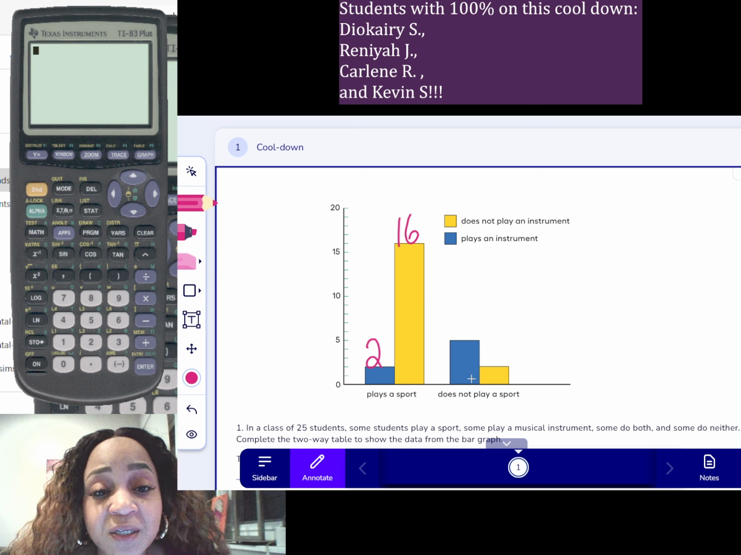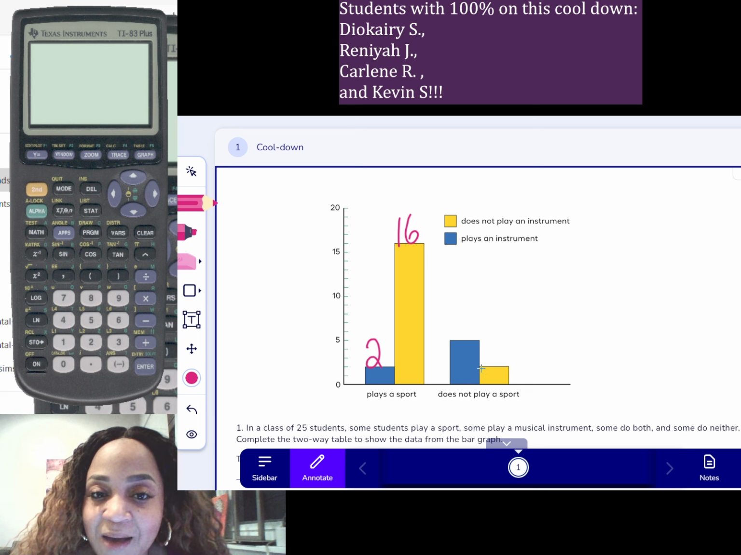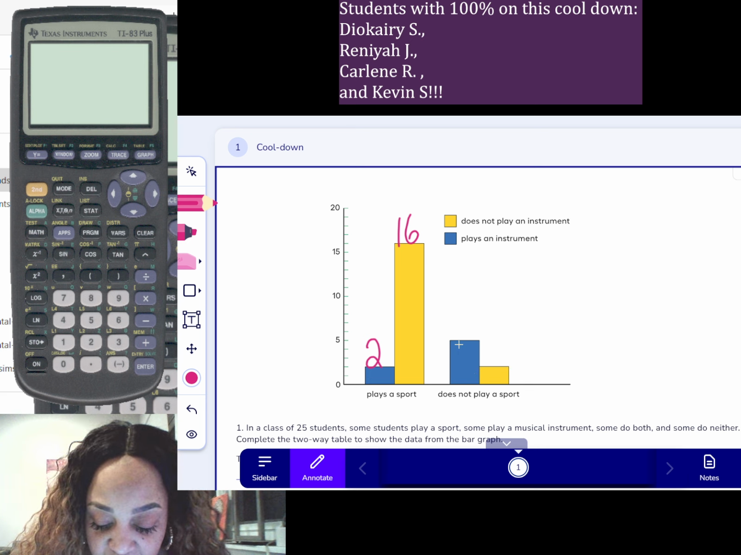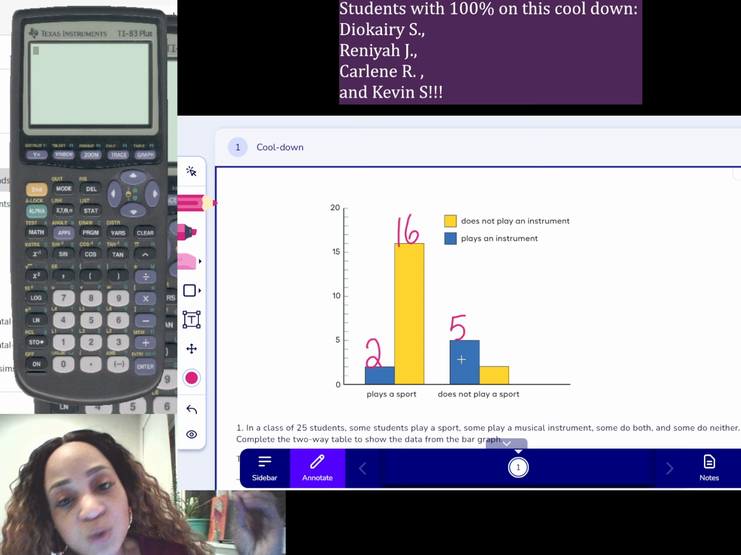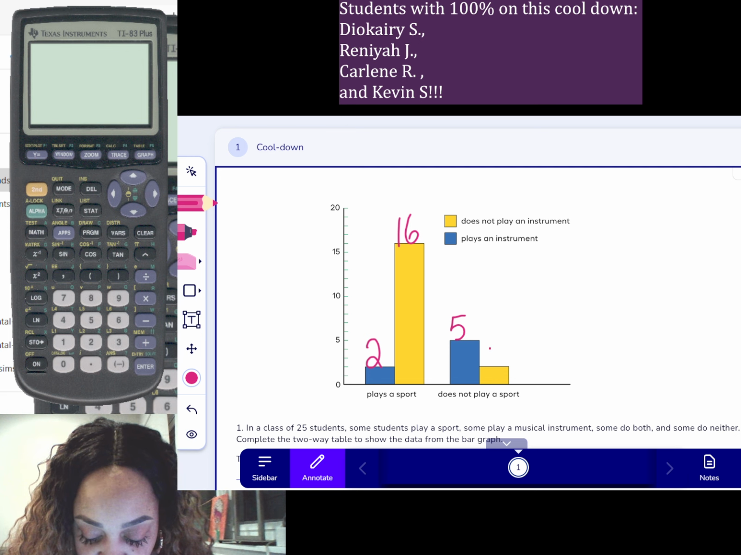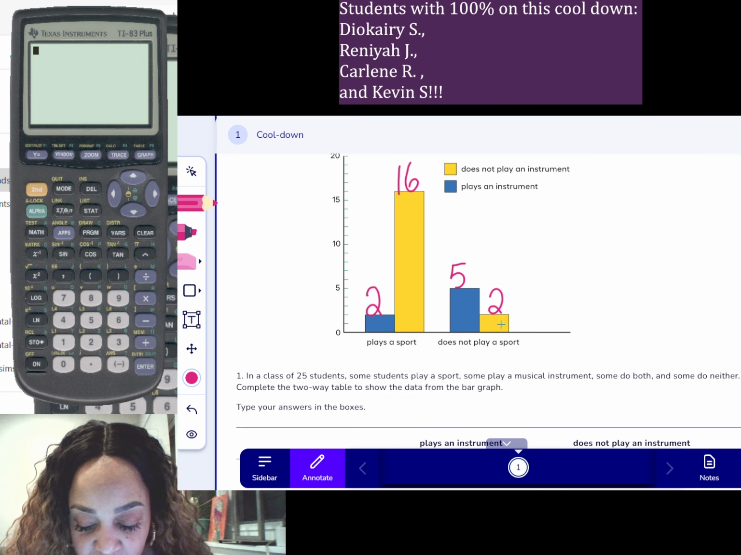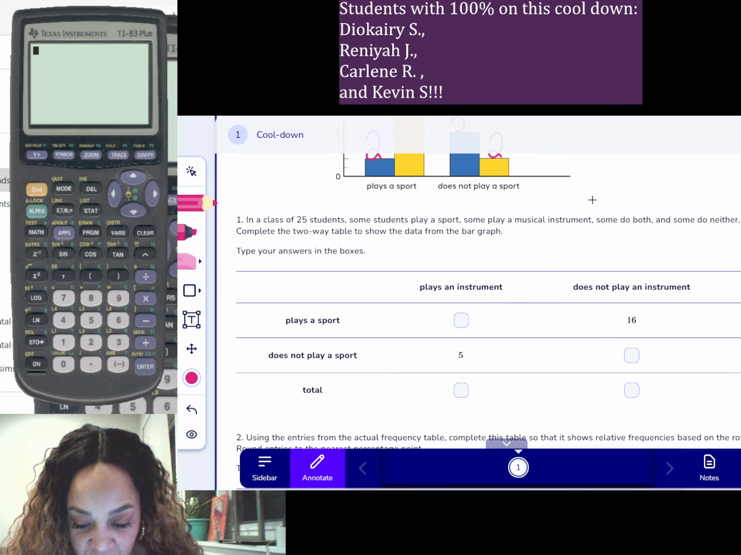Okay, our next section to the right are all students who do not play a sport. The first blue bar includes students who play an instrument, and we have exactly 5 students there. And then lastly, we have people who don't play a sport and do not play an instrument, and we have 2 students there.